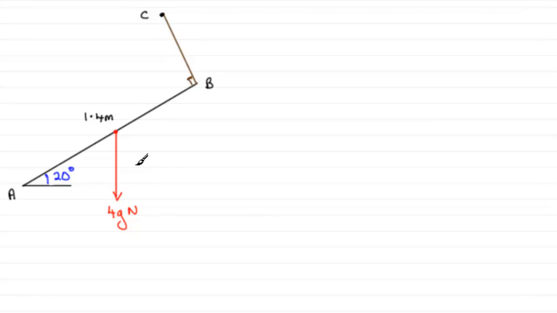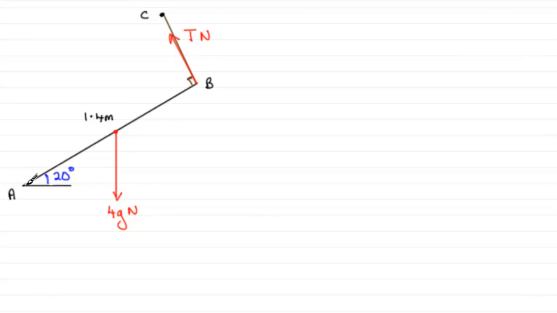We're told that the end A is resting on rough horizontal ground, and we've got a light string here attached at B and to C, and it's perpendicular to the rod. So we're also told then that the rod is in equilibrium, and we've got to find the tension in this string here, BC. So we need to mark on some more forces. First of all, there's that tension at B. It's going to act perpendicular to the rod. Let's just call it T newtons there.